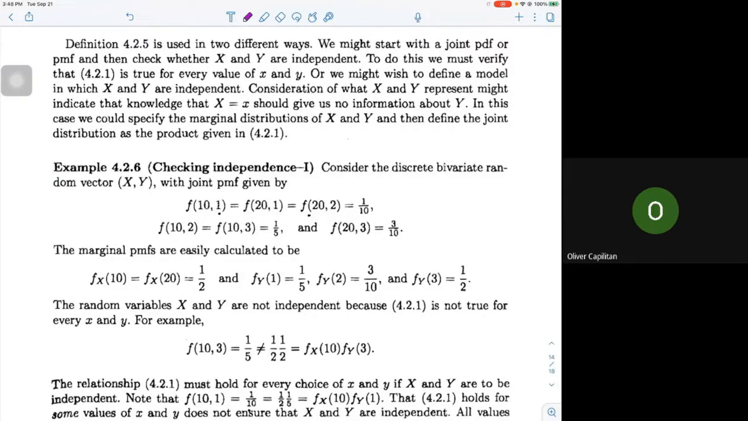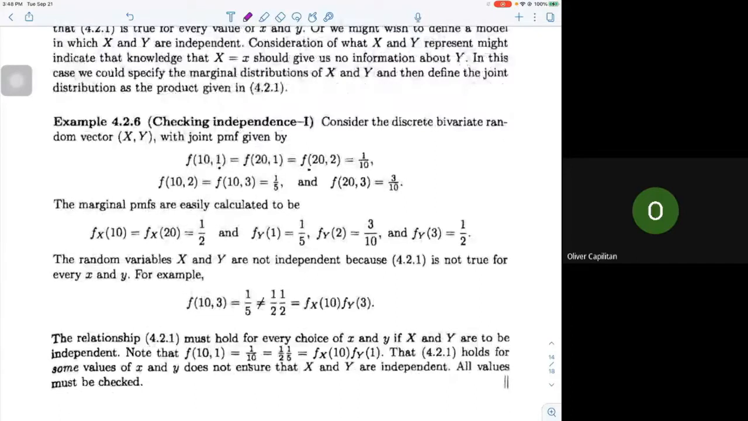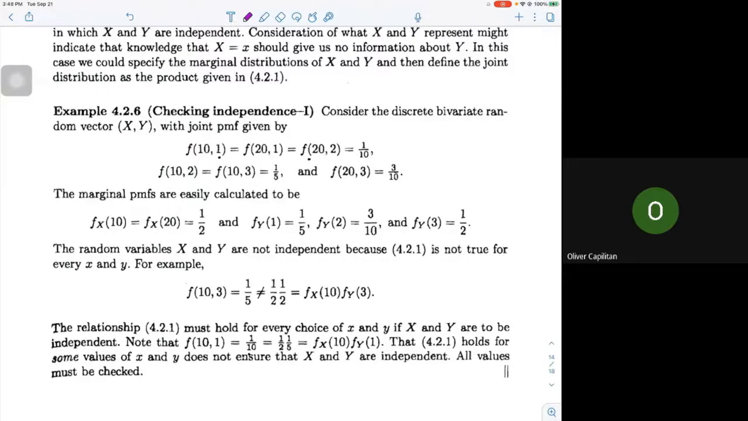So if we're going to compute for the marginal PMFs, since this is a discrete case, we have the possible values of x here. We have 10 and 20. We have two possible values of x. So if we're going to compute for the marginal PMF of x evaluated at 10, that will also be equal to the marginal PMF of x evaluated at 20. Okay, so the answer there is equal to 1/2.